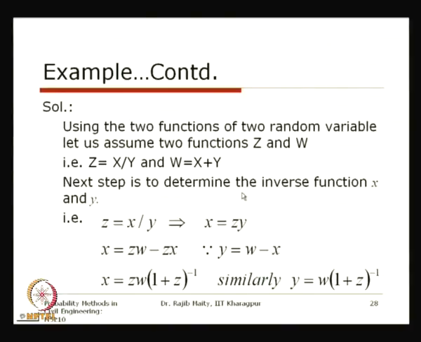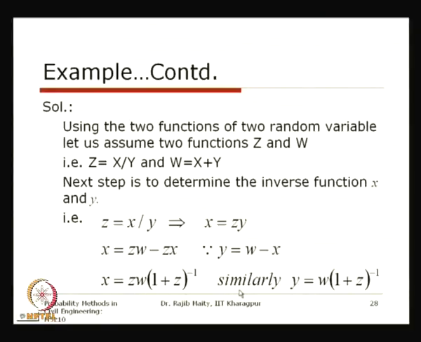So the next step is to determine the inverse functions of x and y, that is z equals x by y, so x equals zy, and w equals x plus y, so x equals zw minus zx, that is y equals w minus x. So x equals zw into 1 plus z, similarly y equals w into 1 plus z. So what we have done is that there are two functions, and we are getting the inverse functions first, because we know that we have to get the inverse functions to get the Jacobian.